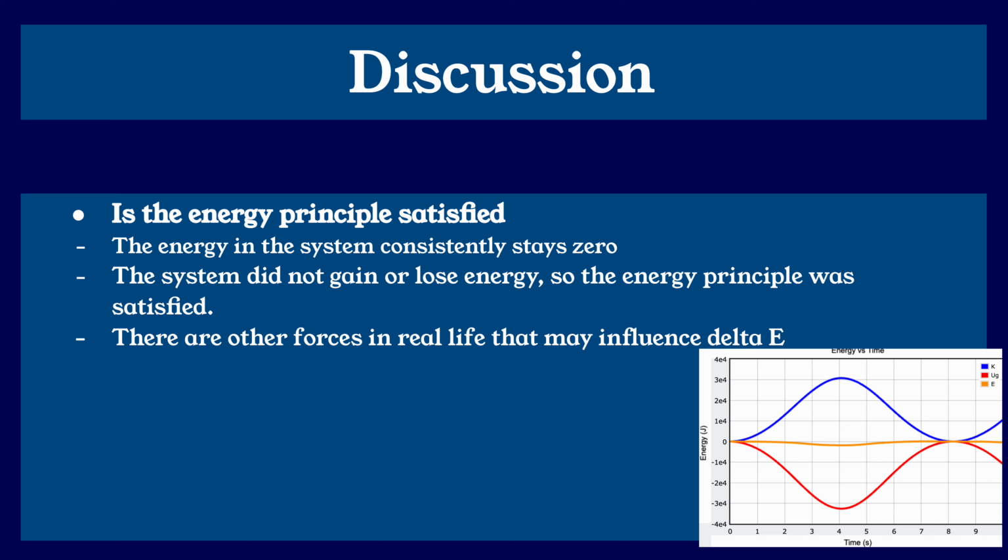Now, is the energy principle satisfied? Because there is no work being done by the surroundings on the system, energy is conserved. So the energy principle is satisfied, meaning there is no loss or gain of energy within the system. This can be seen with the graph on the bottom right. The orange line stays at 0 throughout the entire motion of the swing. However, in real life, other forces, such as drag, might have influenced delta E.